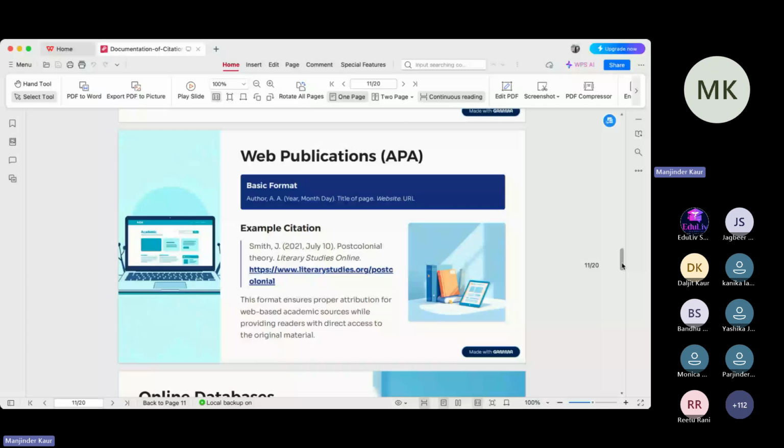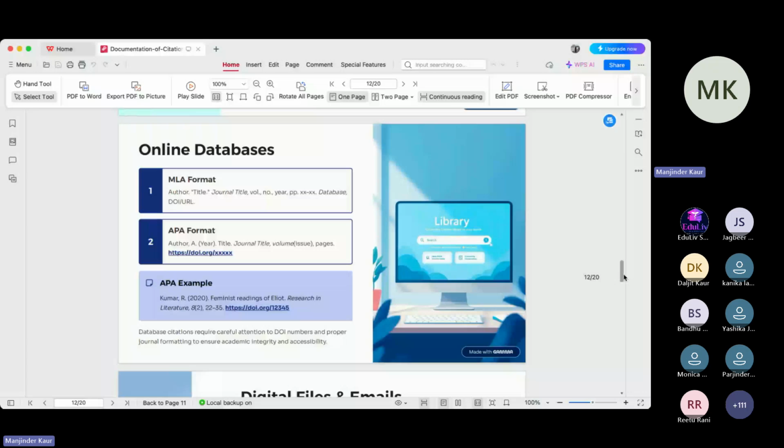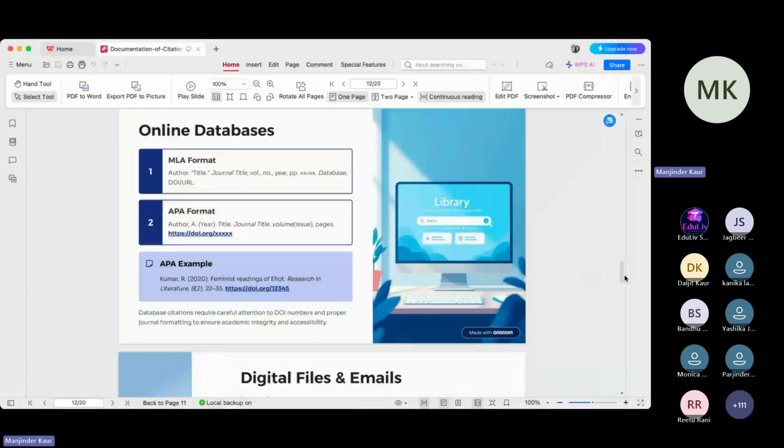Coming next, online databases, MLA format, APA format. APA example, DOI numbers, very important, right? Author, period, title in double inverted, followed by journal title in italics, volume number, year, page number, and DOI number, URL, right? How do we do it in APA now?